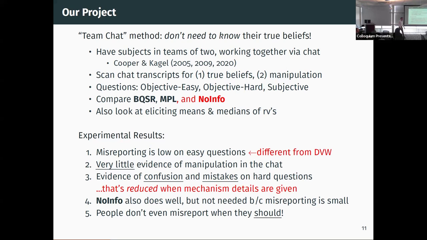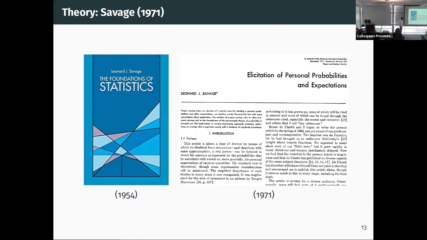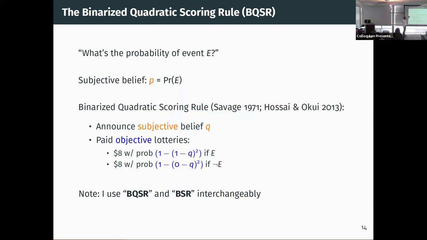Okay, let me go through the theory briefly. If you know Leonard Savage, he has this really groundbreaking, super important book from 1954 about expected utility theory. But he also has this really beautiful paper from 1971 about elicitation of probability, which even though it's now 50-some years old, still contains all the knowledge we have today. This paper just laid everything out, and everything we know was in this paper in 1971. It's a brilliant paper.